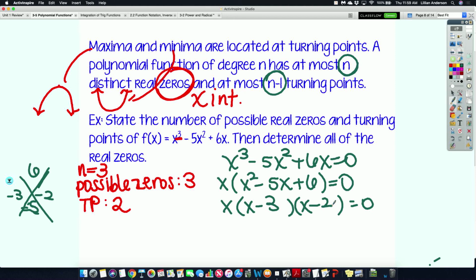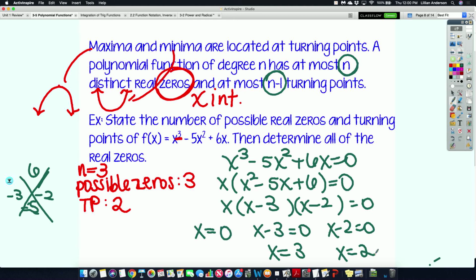Now I set each one of my factors equal to 0. So that's x equals 0. Yes, we need to make sure we set the outside factor equal to 0. x minus 3 equal to 0, which is just x equals 3. And x minus 2 equal to 0, which is just x equals 2. And here we go. These represent my zeros, my x-intercepts. And that's what I could possibly have, at most 3 of them. And I have 3.